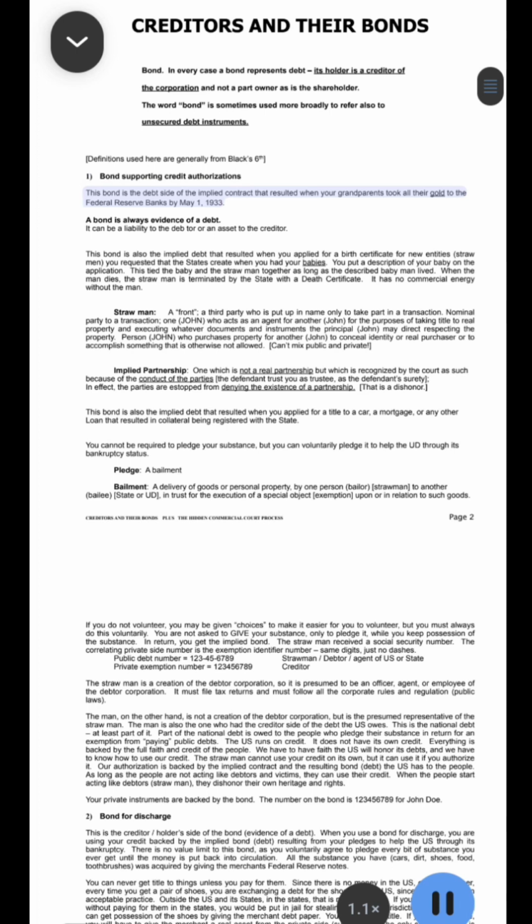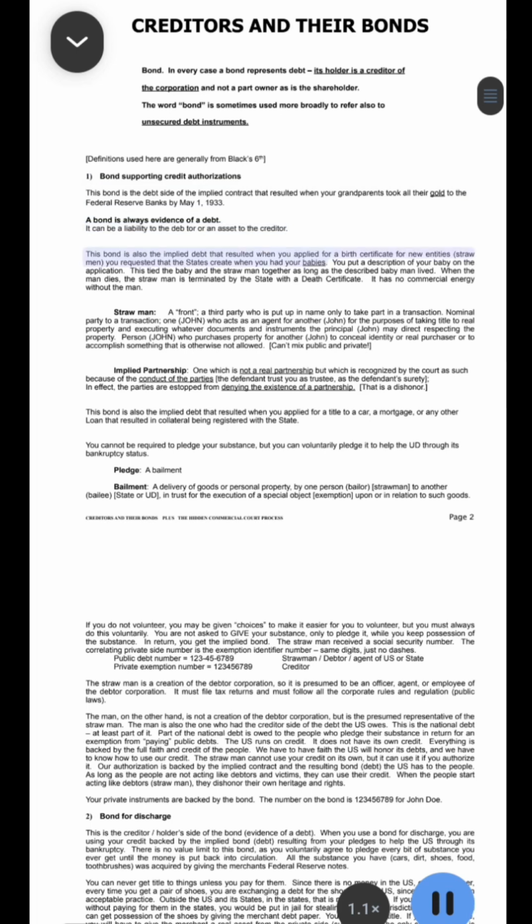This bond is the debt side of the implied contract that resulted when your grandparents took all their gold to the Federal Reserve Banks by May 1, 1933. A bond is always evidence of a debt. It can be a liability to the debtor or an asset to the creditor.